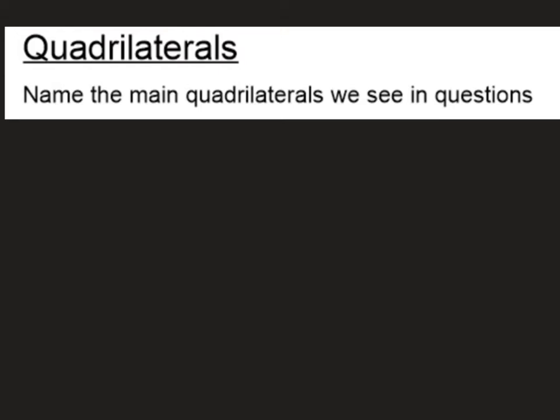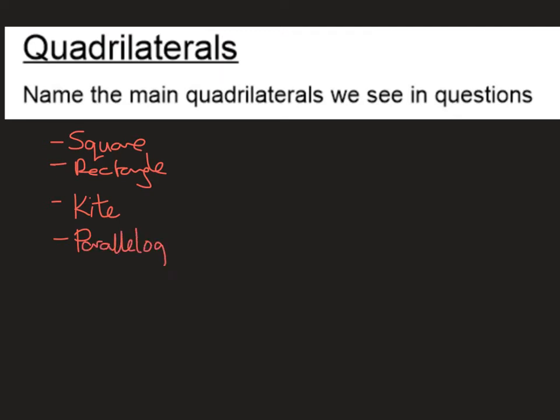How about quadrilaterals? Pause and think of all the quadrilaterals you can think of. Okay, so we should have got things like obviously square and rectangle. Most of your basic ones. You should also come up with a kite, a parallelogram, and a trapezium. Those are the main ones, I would say.